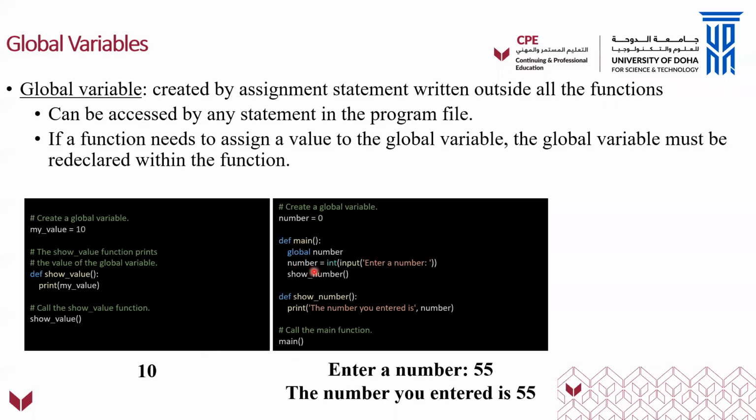Okay, so there is another example over here. We are done with the first example, and the output was 10. Let's move to the second example. Before going through that example, remember this note, please. If a function needs to assign a value to the global variable, the global variable must be redeclared within the function.